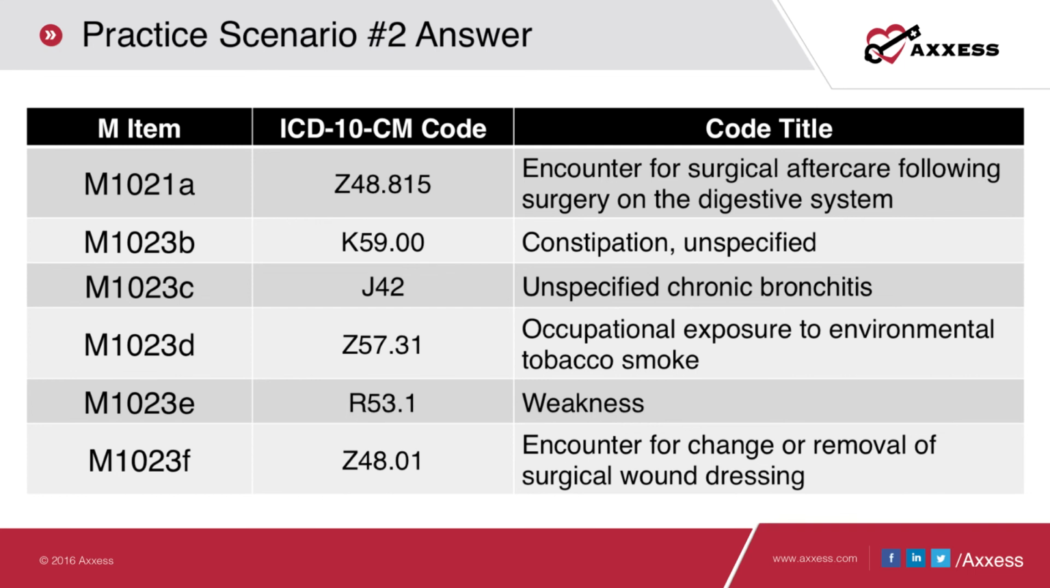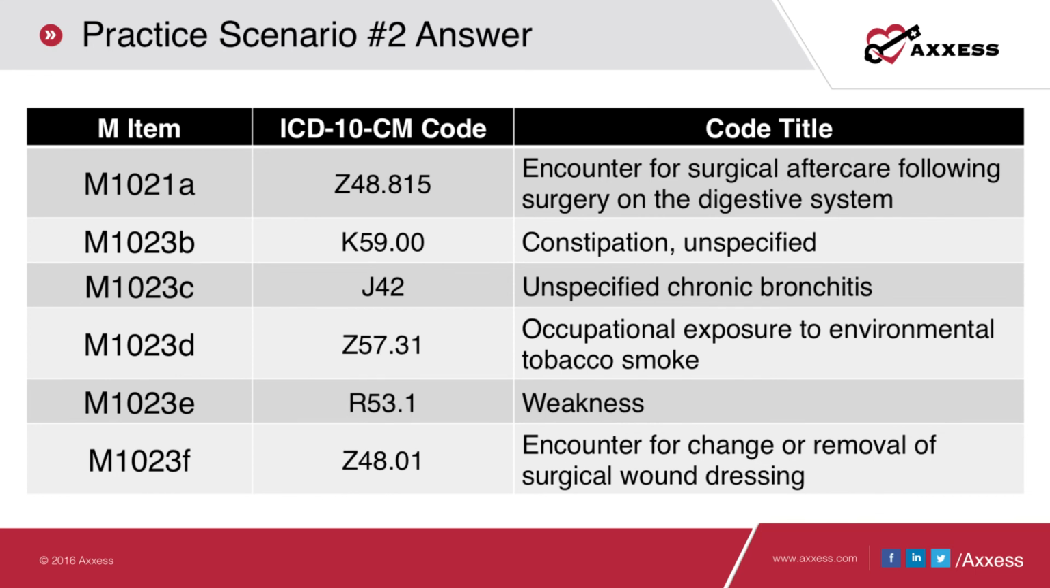The patient also has weakness from both the surgery as well as the long-term respiratory issues, so we're going to choose R53.1. In this case, this is more of a generalized weakness and not a true muscle weakness that you get with musculoskeletal diseases. That's why we chose the R code. And last, you have Z48.01, encounter for change or removal of surgical wound dressing.